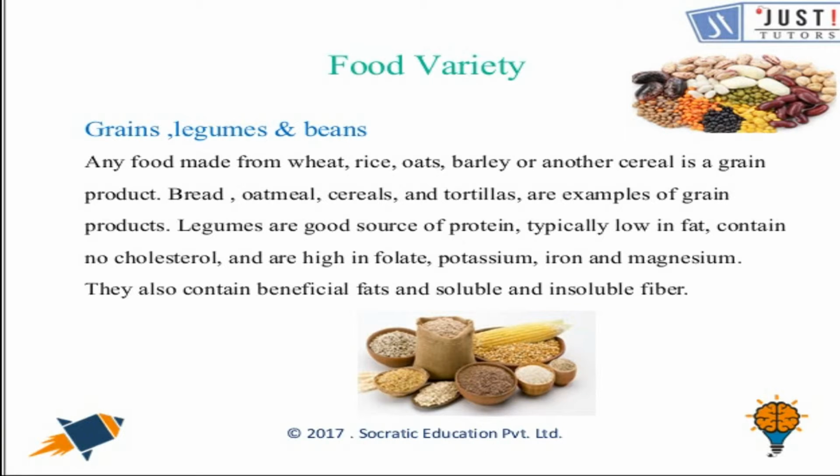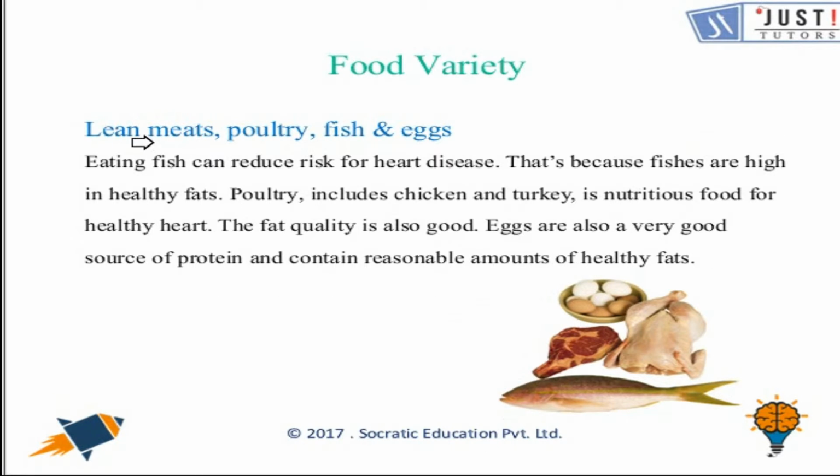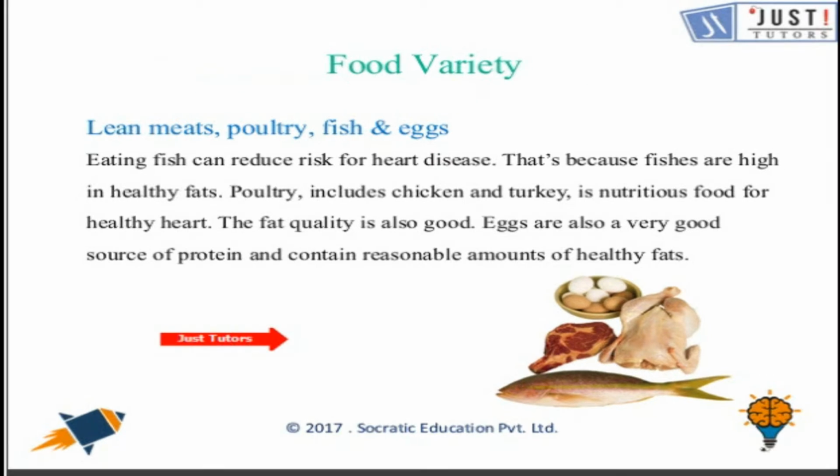Now let's move forward to the next category, which is meats, poultry, fish, and eggs. These foods are a rich source of protein. Protein is needed for lots of functions throughout the body, and therefore we all need some protein in our diets. These food groups also provide a variety of nutrients such as zinc, iron, vitamins, and fatty acids. So it's really important to include this food group in your diet.